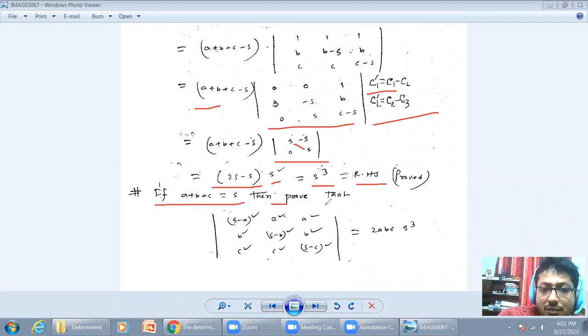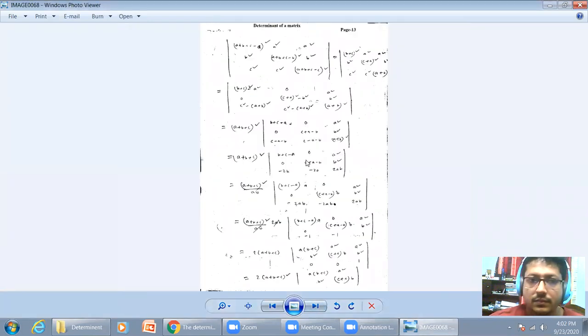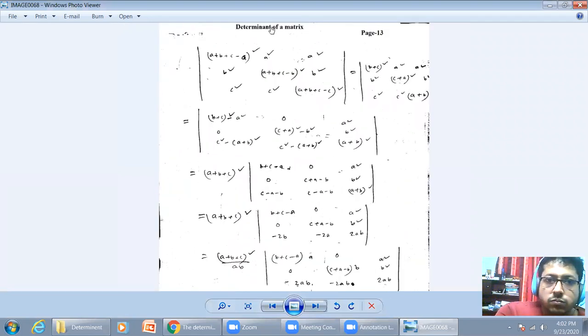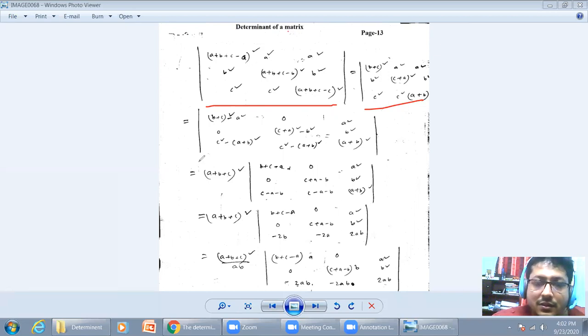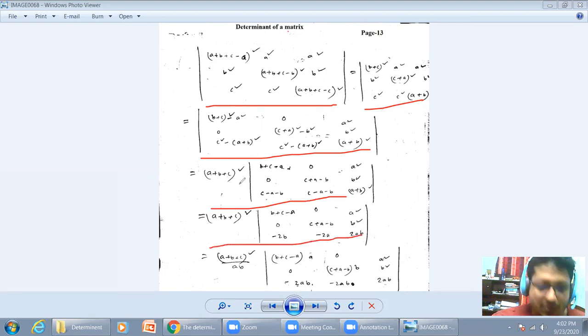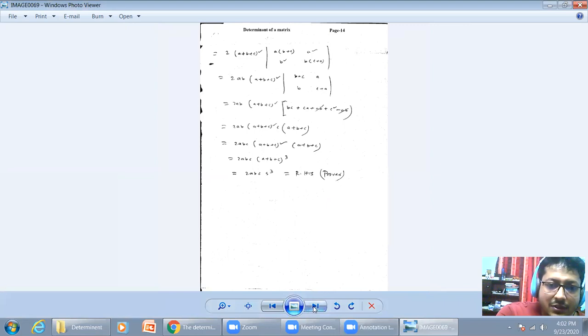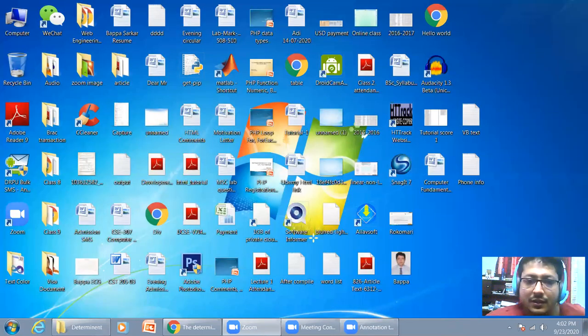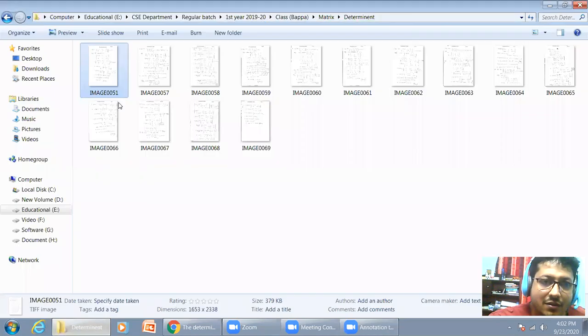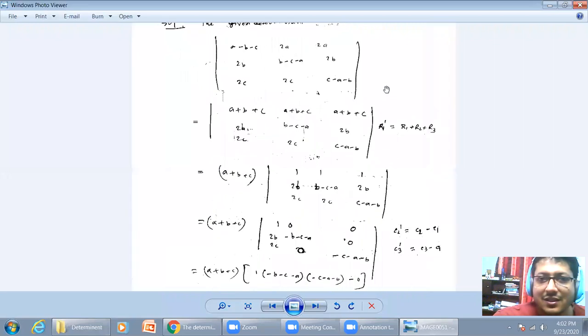If A plus B plus C equal to S, then prove that this determinant represents this part. Okay, twice A B C S cube. And this is the matrix, and we get this, and this part, and this is the same process. So I'm not interested to discuss these topics. Okay, this is the same type. Okay. I understand. All topics of determinant formula. Okay.